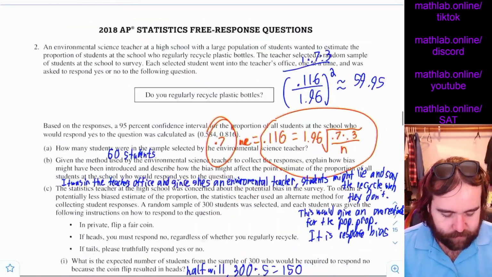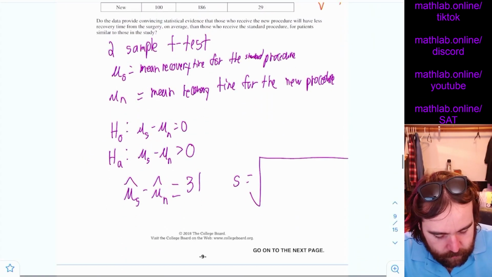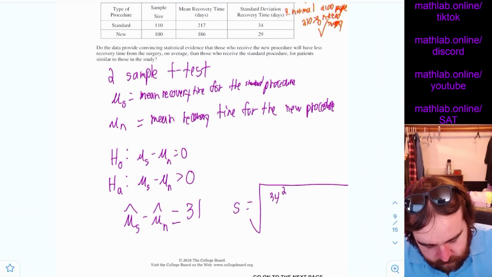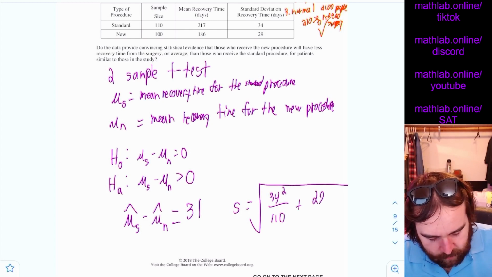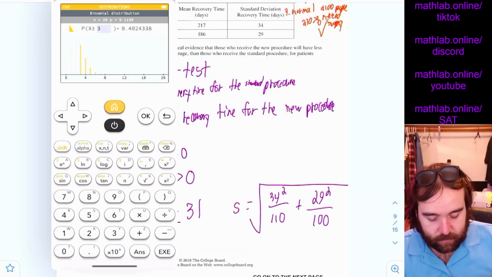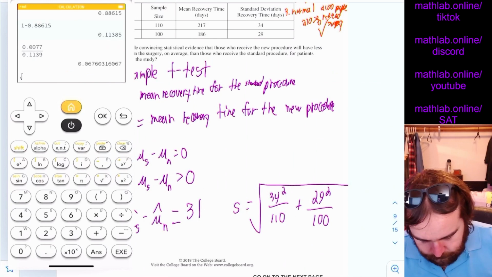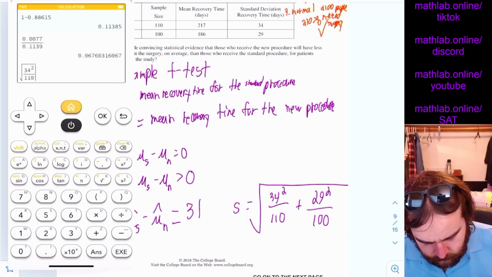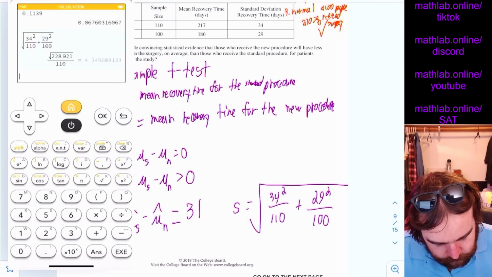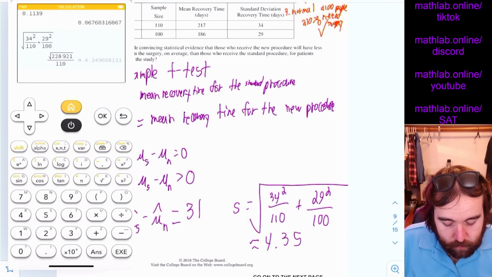I was just figuring out that I forget the square things. No, that's right. I was thinking of my question yesterday, but no, we're right. So standard deviation squared, 34 squared over the sample size plus 29 squared over the sample size. That's our standard error, or standard deviation, really. So the square root of 34 squared divided by 110 plus 29 squared divided by 100 is roughly 4.35.